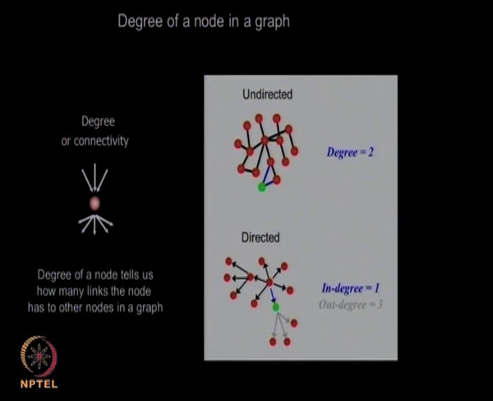For instance, if you are studying the degree of a node, in the case of an undirected network, such as in the example shown at the top, the node shown in fluorescent color has a degree equal to 2. On the other hand, the directed network example shown at the bottom has a degree equal to 4 because it is connected to 4 other nodes.